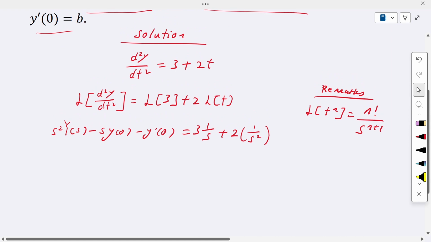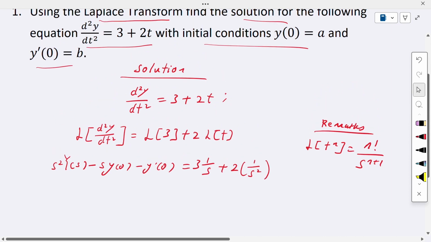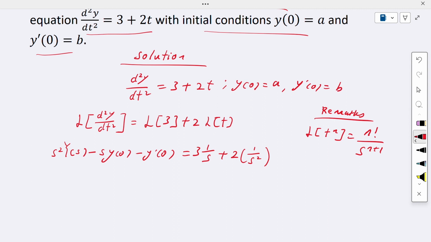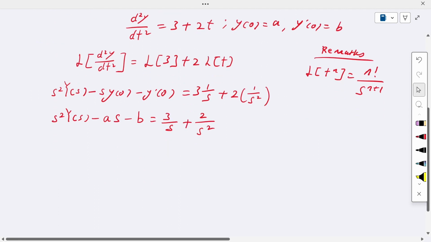Now we're going to substitute our initial conditions. The initial condition y(0) is equal to a, and y prime of 0 is equal to b. So we substitute here, we have s squared capital Y(s) minus y(0) times s, so we get a s, minus y prime of 0, which is b, equal to 3 over s plus 2 over s squared. In this case, we can shift these two terms to the right hand side.